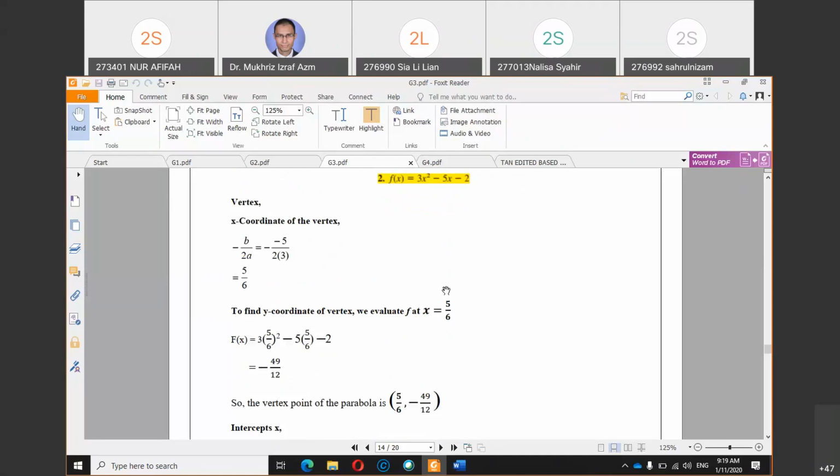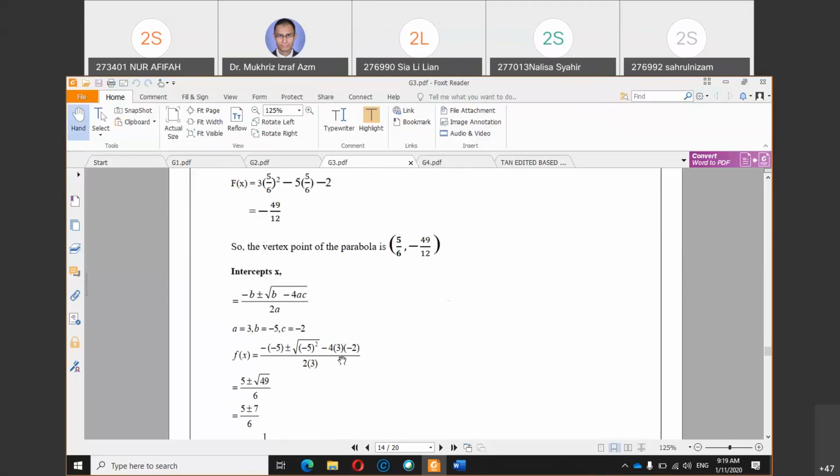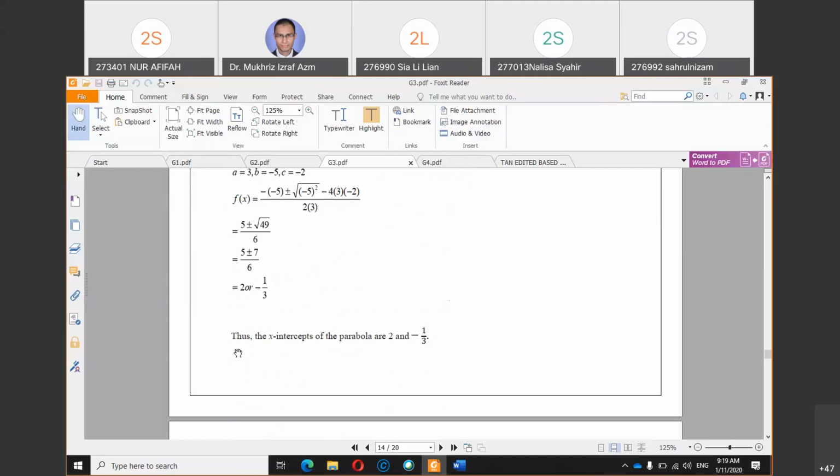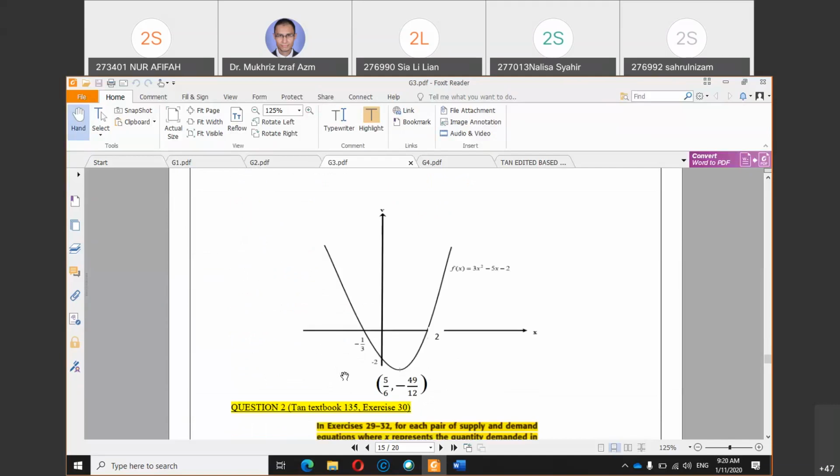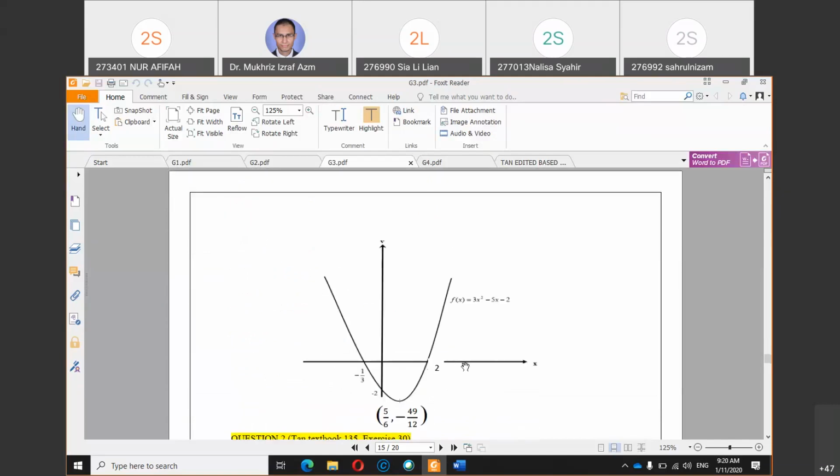Okay, good. I'm sure you learned this in secondary school before, right? The negative b over 2a is the formula where you determine the vertex for x, and then substitute this value into the function to get the y coordinate. The rest, you use the factorization formula to find the intercepts for the x-axis. So I think this is quite straightforward. Thank you for the effort to plot the graph.